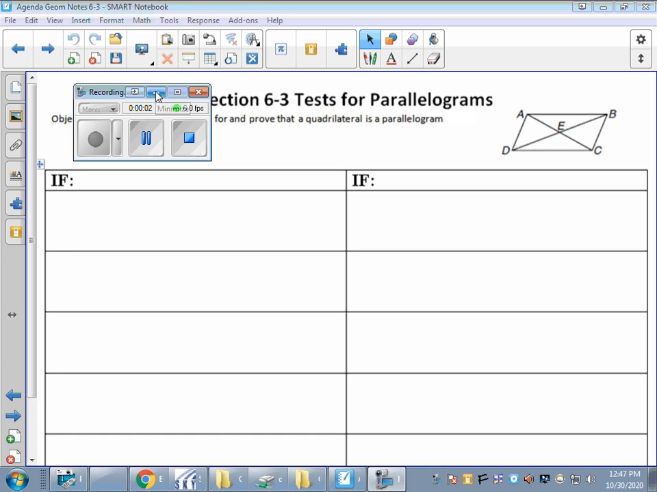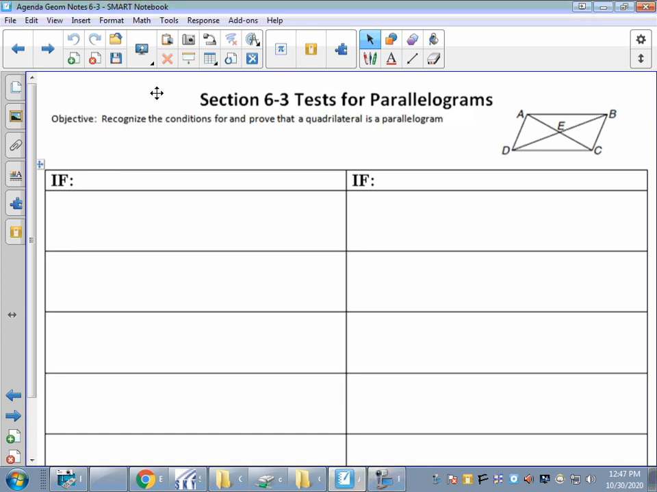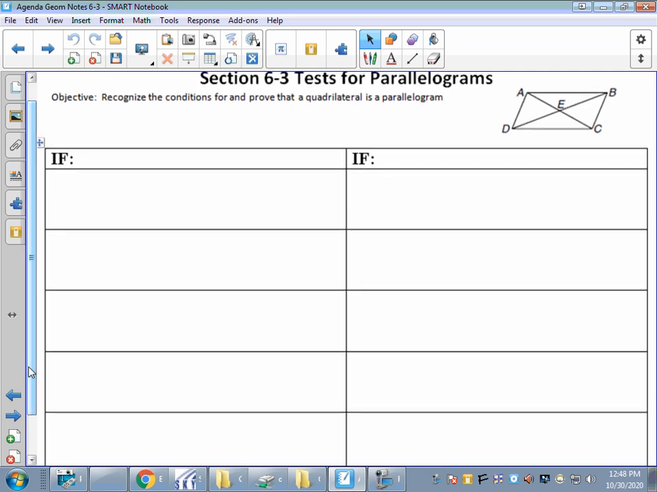All right, geometry students, we're on to section 6.3, which is now talking about testing for parallelograms. We talked about all the properties of parallelograms, and now we're going to talk about the converse, like we dealt with in chapter 3 with 3.2 and 3.5. Now we're going to work backwards and say, let's say you're just given a random quadrilateral. How can you prove that it is a parallelogram? So that's our objective. We're going to recognize all the conditions for and prove that a quadrilateral is a parallelogram.